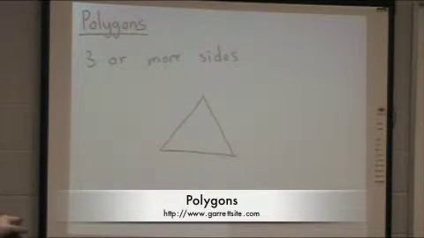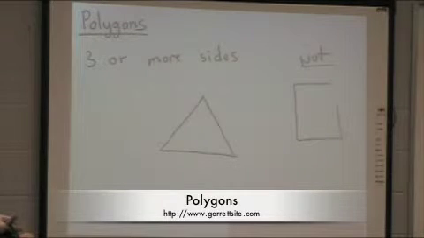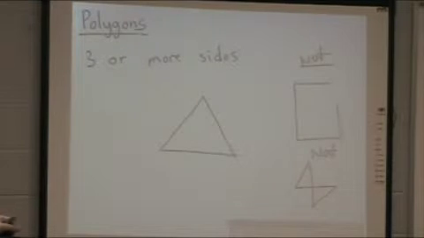Now, you can't have something that has 4 sides, but all the sides don't touch. So this is not a polygon. Also, if it has 4 sides, but the sides crisscross like that, it is not a polygon. The space on the inside must be solitary, all by itself. Your sides can't cross over.